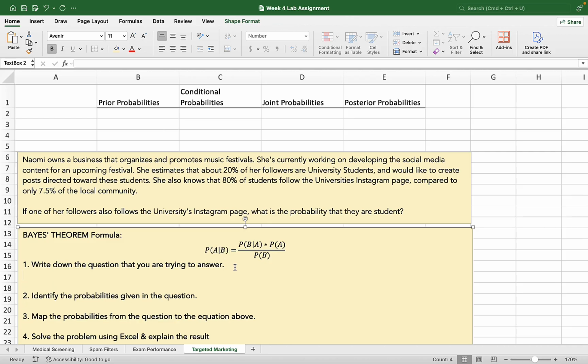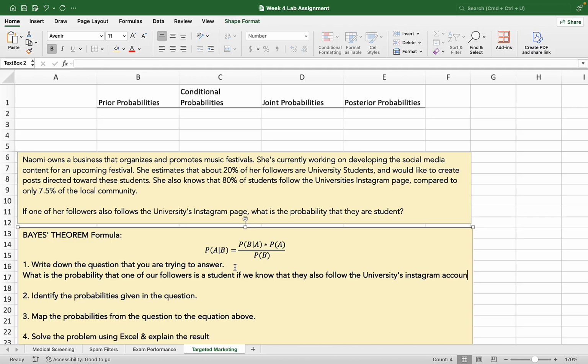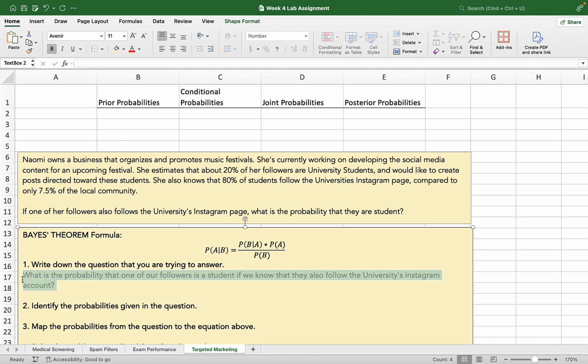And we want to know what is the probability that one of our followers is a student if we know that they also follow the university's Instagram account. Right, this is our question.